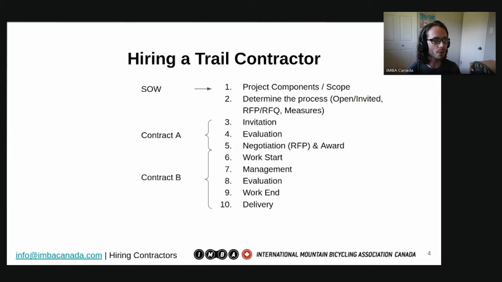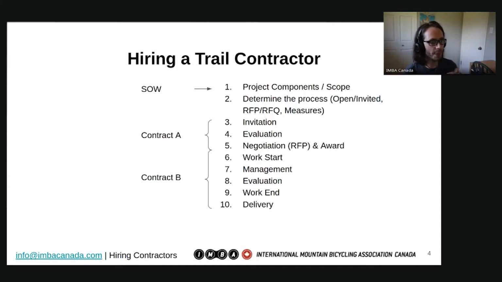You want something cool. You don't have the skills or the expertise to really come up with a detailed list of what it is that looks like. So we can be asking the trail contracting community, we've got this land, what should we do here? That's a reasonable thing that we can be asking.